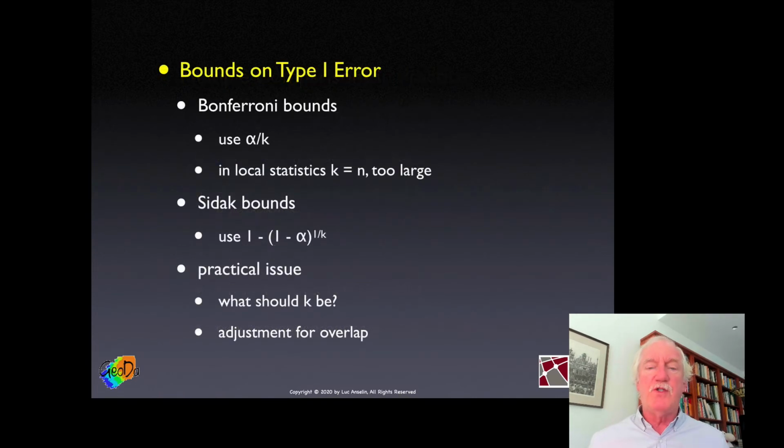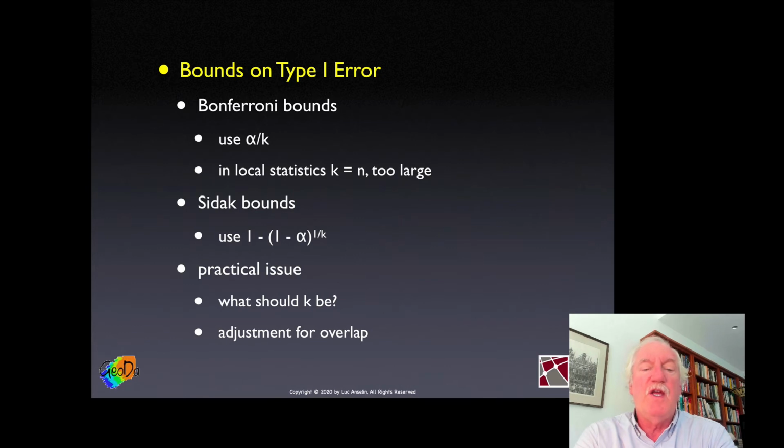So the bounds, these are the most classic ones from mathematical statistics, Bonferroni bounds and Sidak bounds. So what is the idea here? The idea is that they basically throw up their hands and say, we cannot figure out what the exact correct p-value is, but we can set a bound that it is not going to be worse than this.